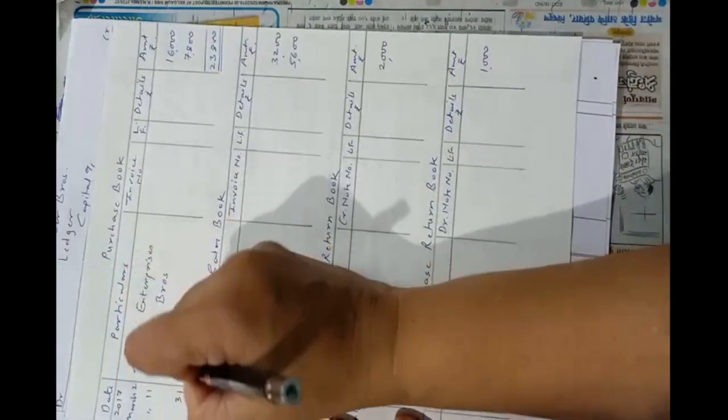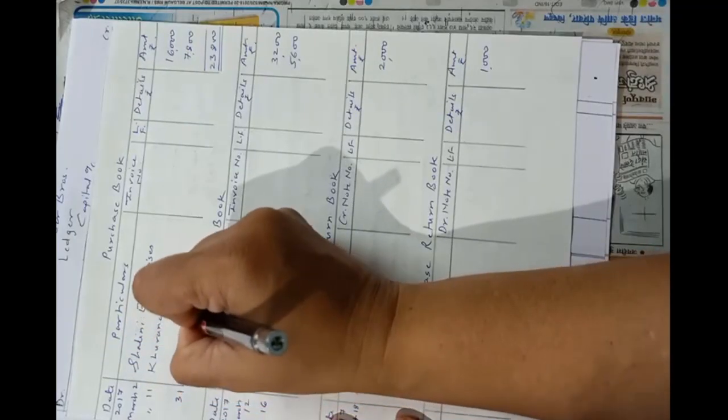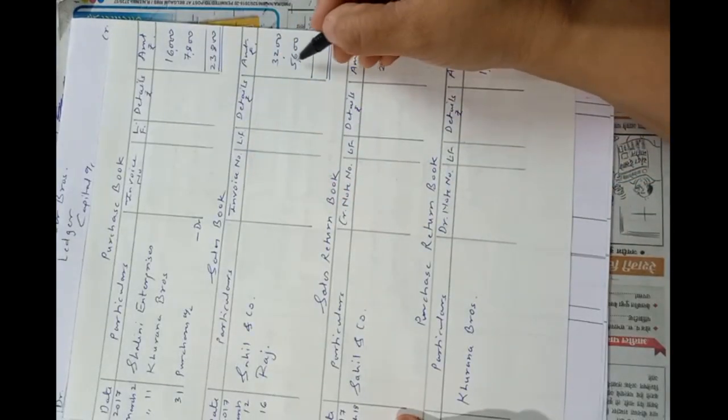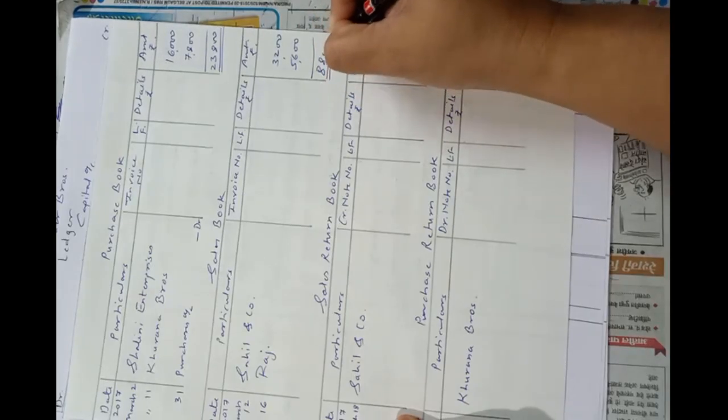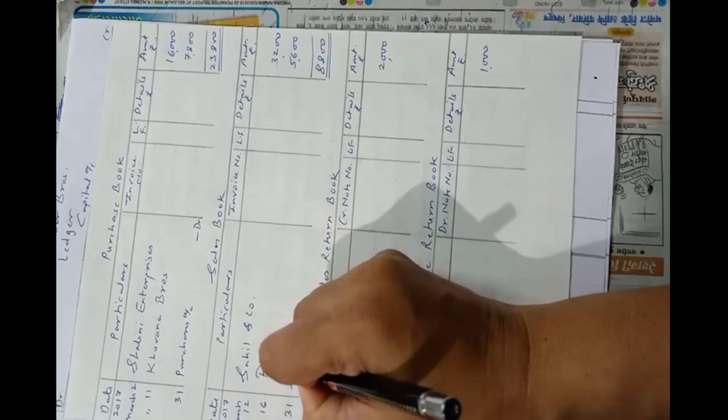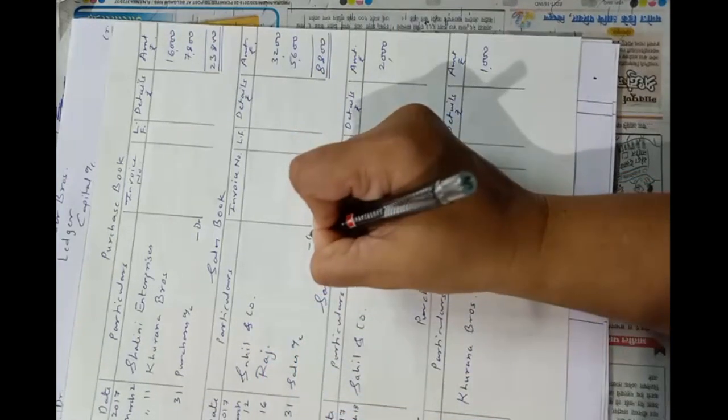Okay, now we will tally all the books. First, the purchase book, it is 23,800 on March 31st. Purchases account will be debited. I have already explained the meaning of this. Now the total of the sales book is 8,800. March 31st, sales account will be credited.